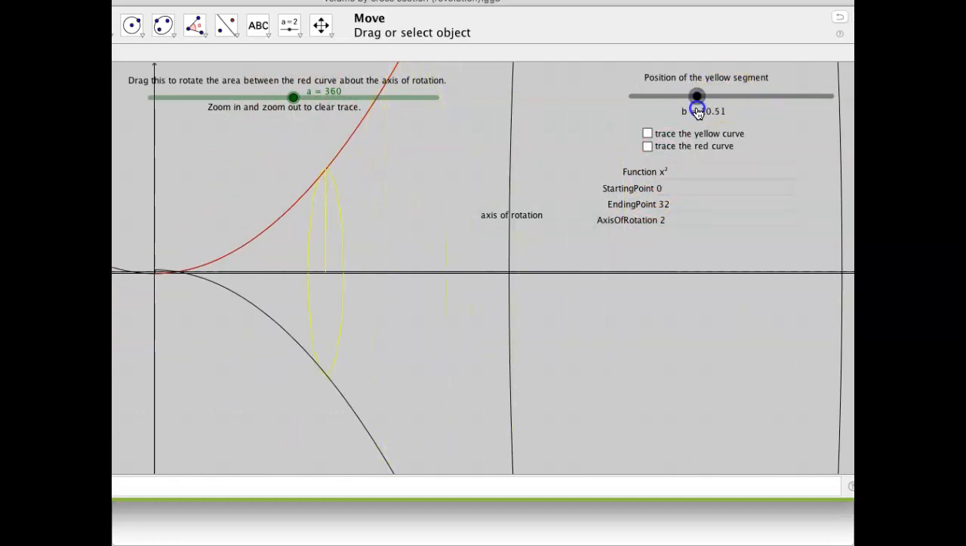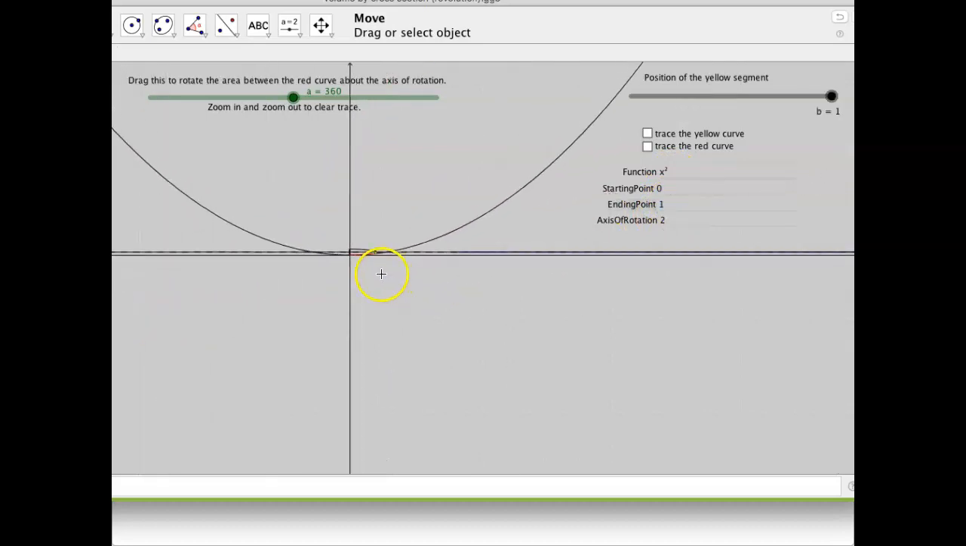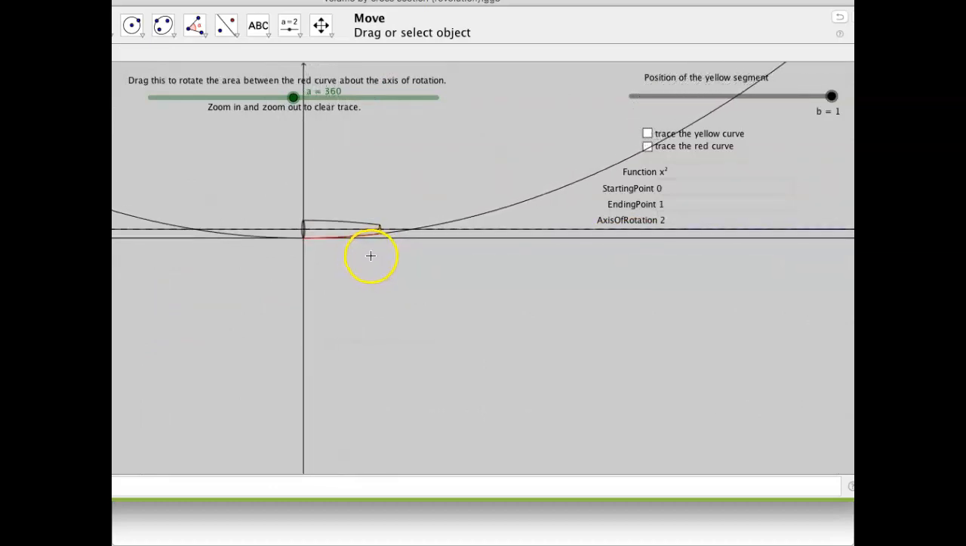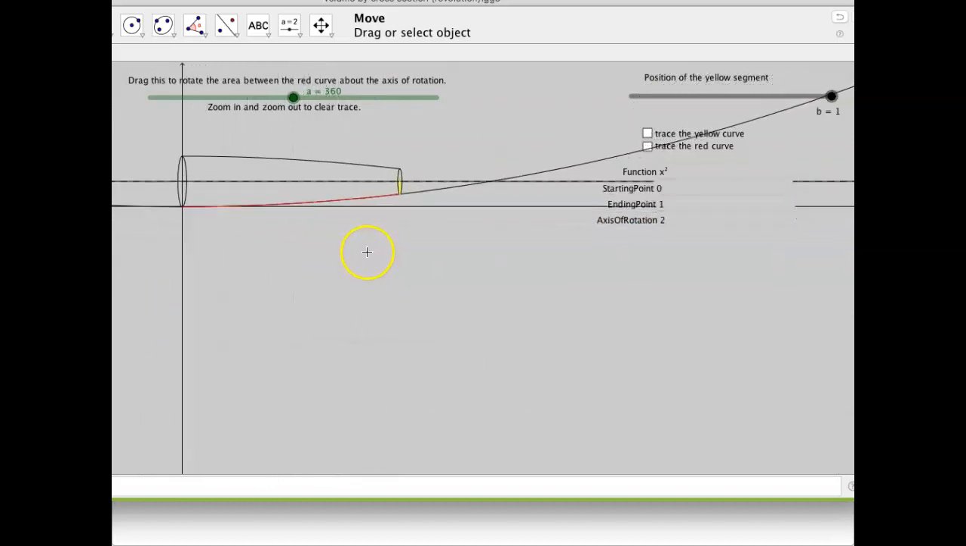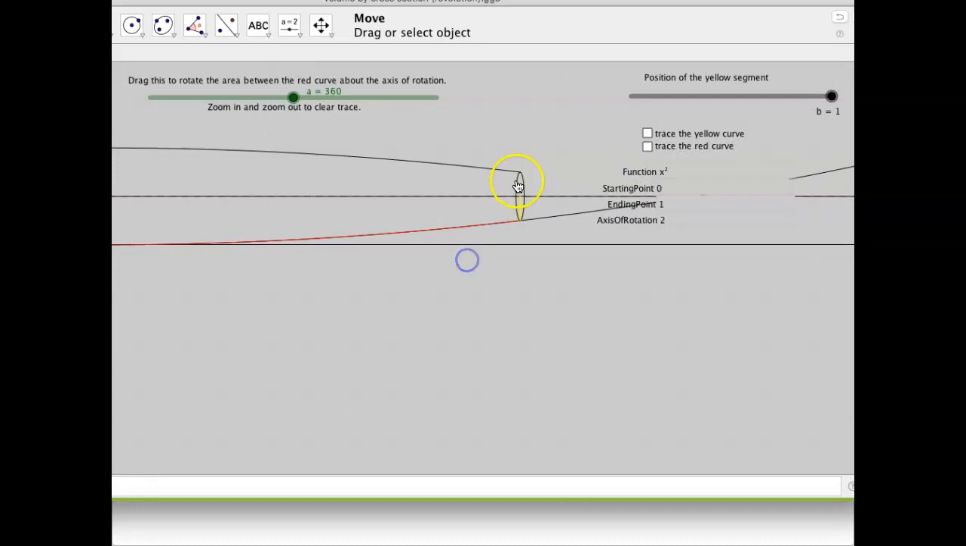All right, the yellow segment shows a cross section, so we're rotating this around y equals 2. Let's go to 1. All right, so this is a piece of the region that we're rotating. So if I'm rotating y equals x squared around y equals 2, there's what the cross sections look like. And then the rotation, this is still kind of two-dimensional, but you can sort of imagine what it looks like. So here, all the way around, there we go.